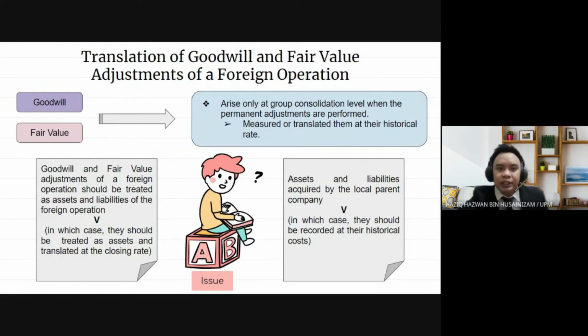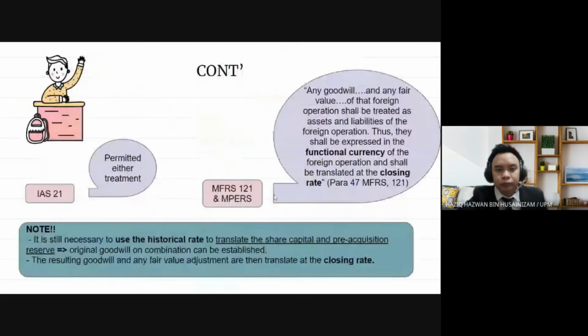However, there is an issue here whether goodwill and fair value adjustment of a foreign operation should be treated as assets and liabilities of the foreign operation, in which case they should be translated at the closing rate, or as assets and liabilities acquired by the local parent company, in which case they should be recorded at their historical cost. The original IAS 21 permitted either treatment. However, we follow the requirement from MFRS 121 and the Malaysian Private Entities Reporting Standard.